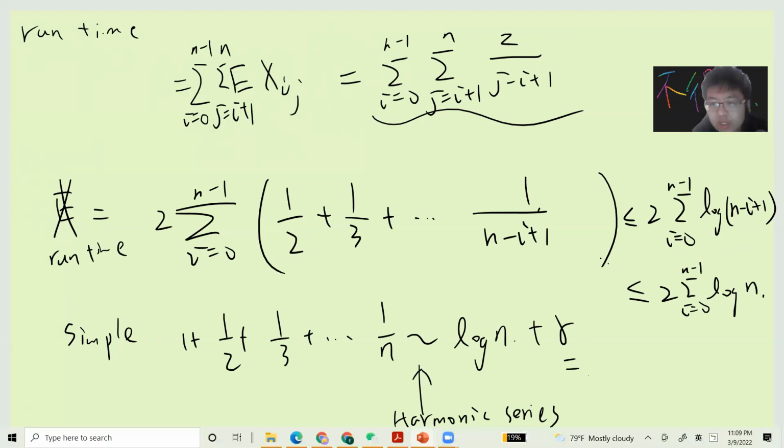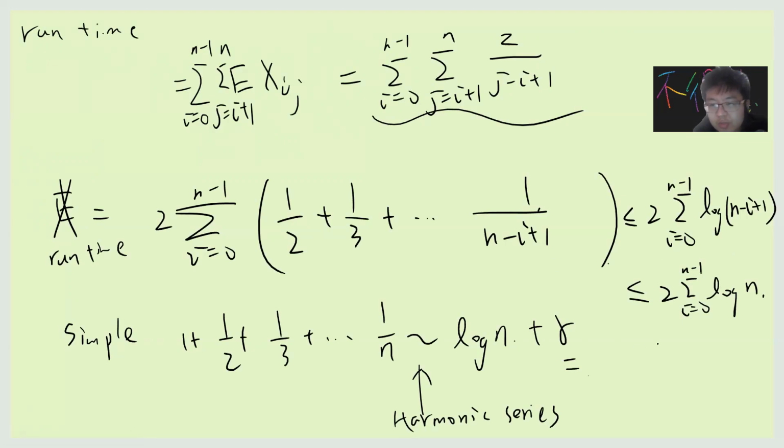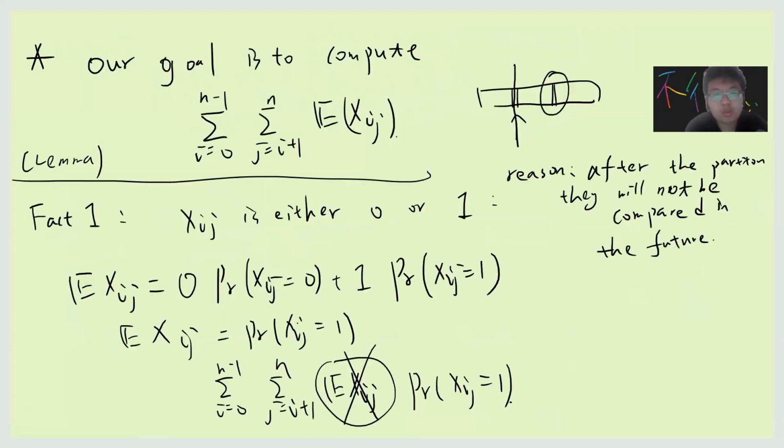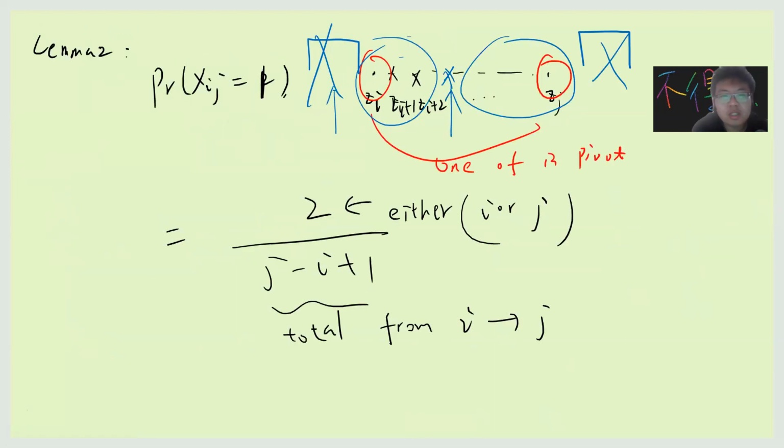Okay, so this is finally bounded by 2n log n. So this proves that the runtime is bounded by 2n log n by using the previous theorem.